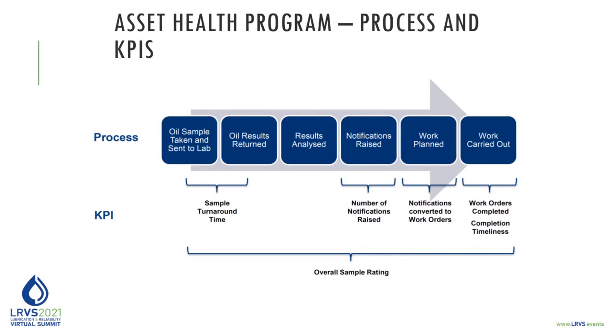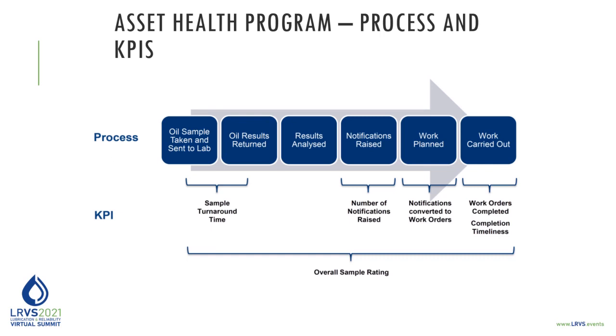I want to show the example. I've got a couple different KPIs here. The Asset Health Program of Processing KPIs. Here we got the process. Let's say: take an oil sample, send it to the lab, oil analysis returned. The KPI there would be the sample turnaround time. The process within is obviously pulling the sample, sending it to the lab, and then getting the oil analysis results returned back to you.